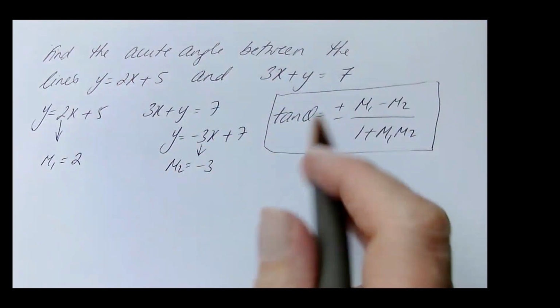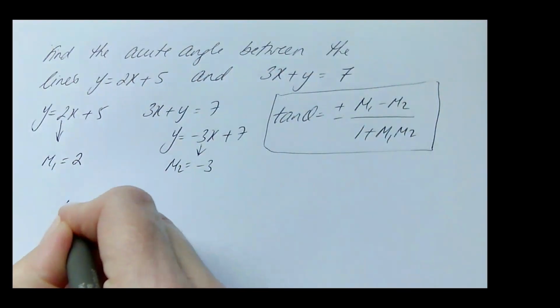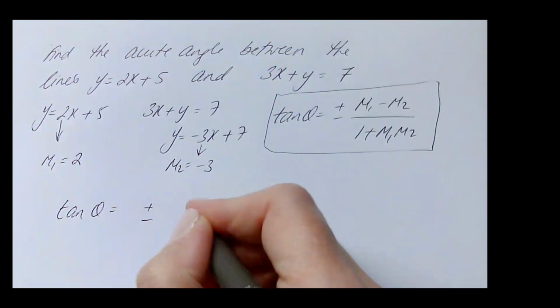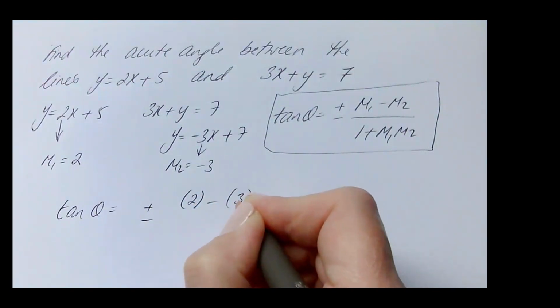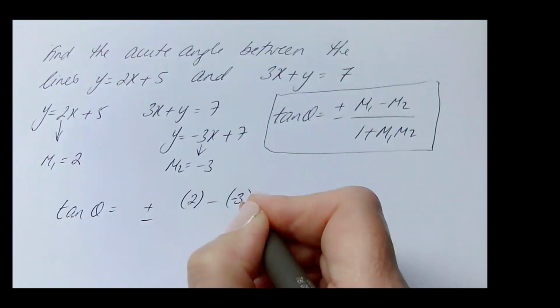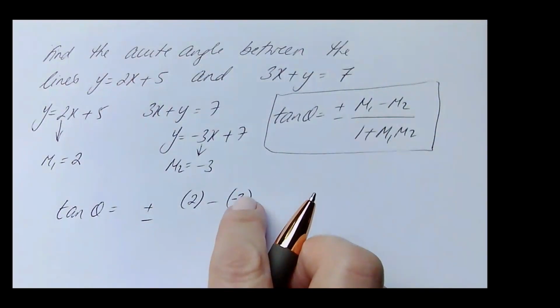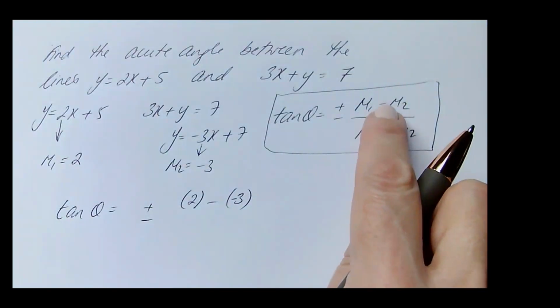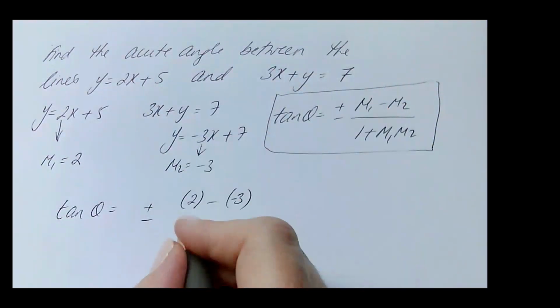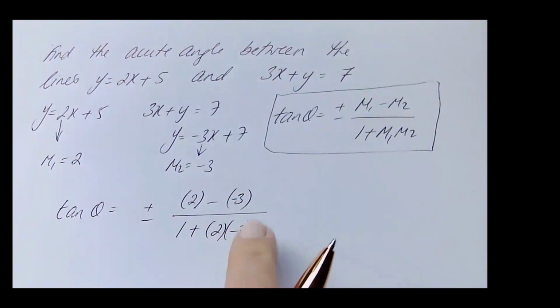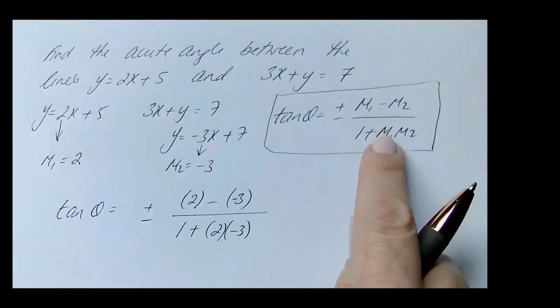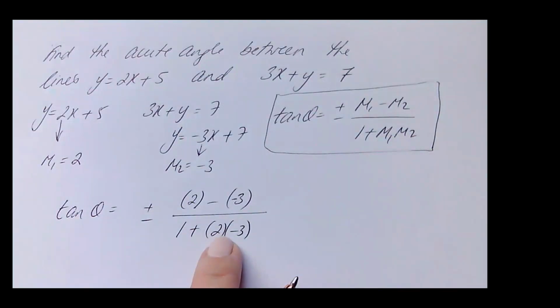Okay, so now I'm going to put my information into the formula. So tan of the angle, plus or minus, I'm putting 2 in for M1 minus M2, which is minus 3. It goes in for M2, of course. I'm keeping brackets around it. It's best to do that, especially when you've got a subtraction up here. All over 1 plus 2 times minus 3. And again, the brackets will make sure that you do multiply them here. All right, so I'm going to evaluate all of this on my calculator.